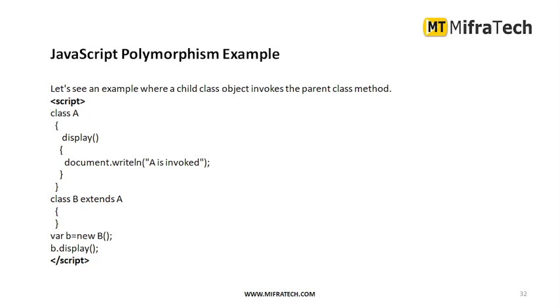Here you can see an example: class A, and the class A has a display method, document.writeln A is invoked. Then class B extends A, variable b is equal to new B, b dot display, where the A function has been called and it has been invoked by A.